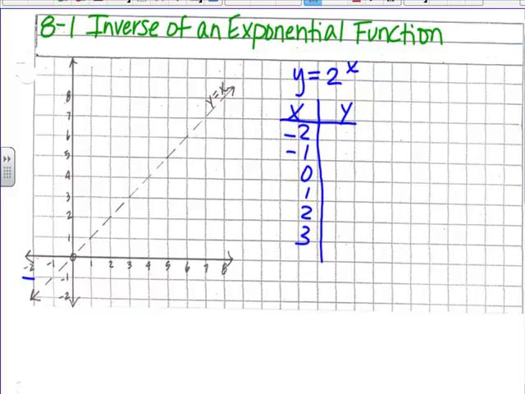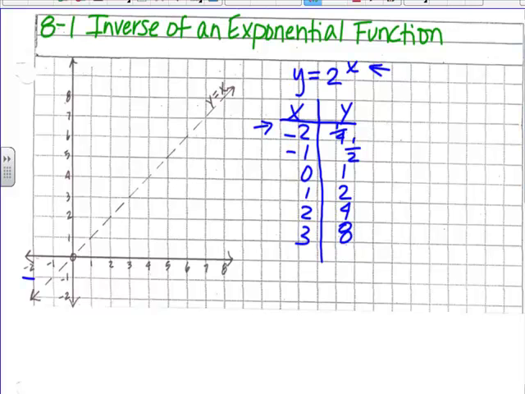If I take a 2 and raise it to the -2 power, 2 to the -2 power is the same as 1 over 2 squared, which would also be the same as 1 over 4, also known as a fourth. If I take 2 to the -1 power, that's the same as 1 over 2 to the first power, also known as a half. Anything to the 0 power is 1, 2 to the first power is 2, 2 to the second power is 4, 2 to the third power is 8.